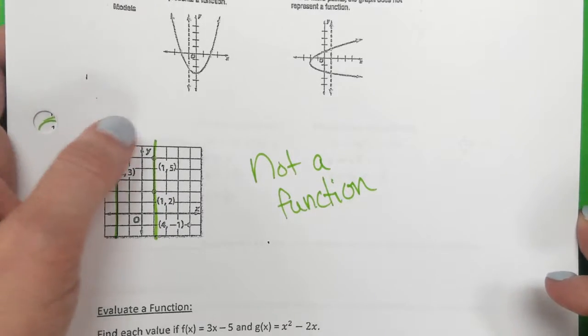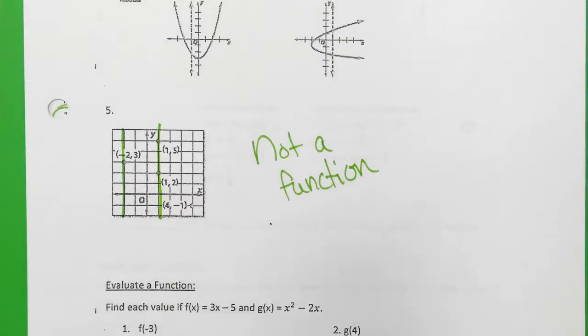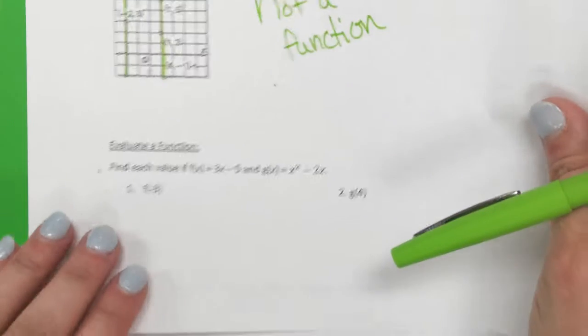Let's look at the bottom. Our next learning target, after we determined if it was a function or not a function, then we were going to determine if it's 1 to 1 or onto. Then we were going to do what? What's our third one? Look on the paper up there. Evaluate functions. Very good.